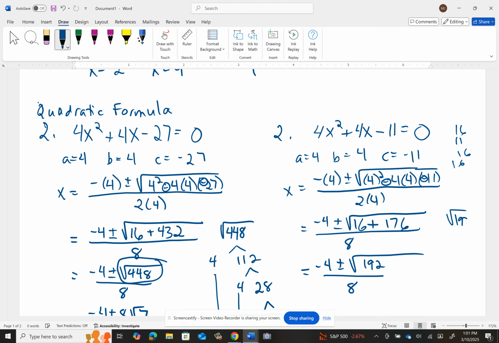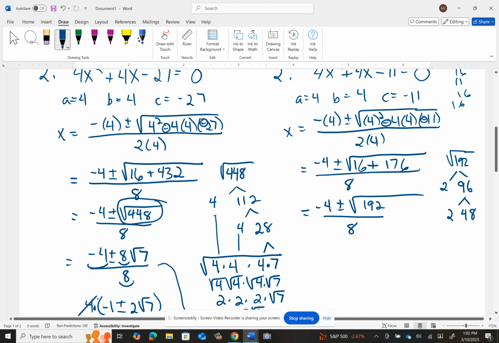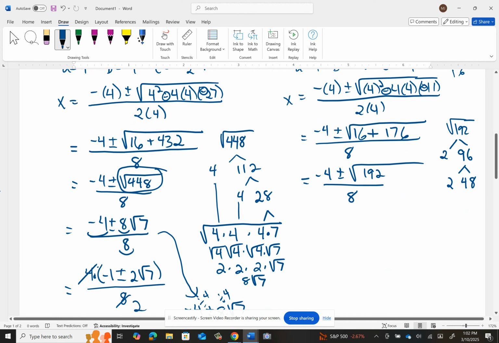Okay, let me do this one using prime factorization, just in case you're doing that. So it may not be obvious what goes into 192 evenly. So you see it's even, so you know you can divide by 2. 2 would go in there 96 times. Okay, then I could do that again. 2 would go in there 48 times. Okay, and I could keep on with that if I wanted to. So here that would be 2 times 24. That would be 2 times 12.